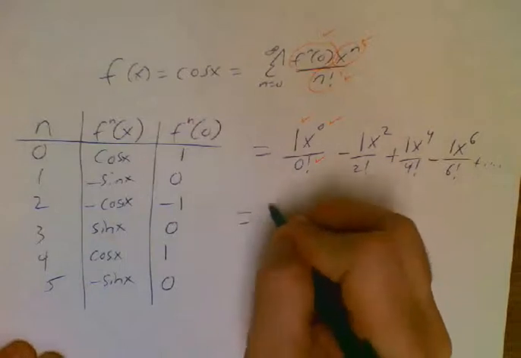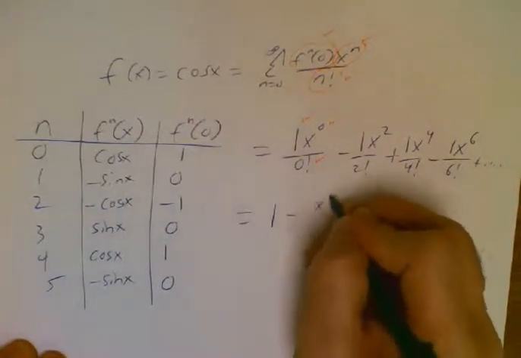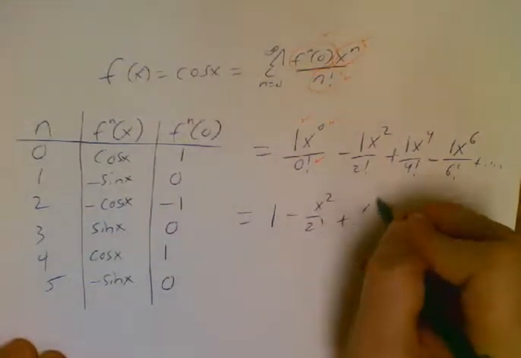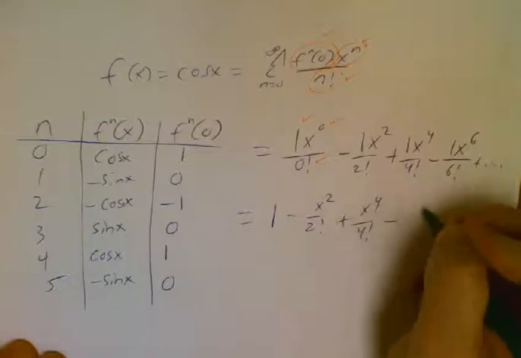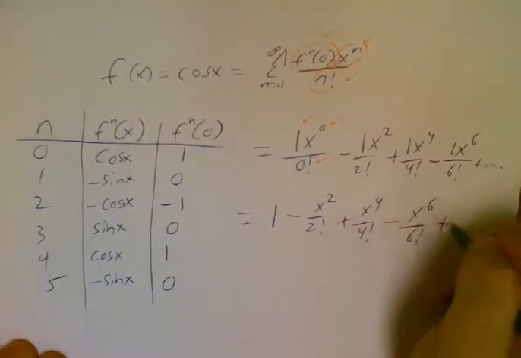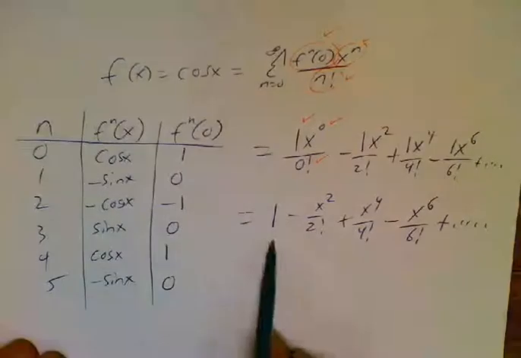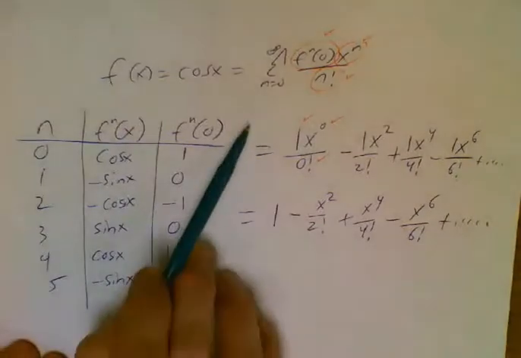Okay, so let me just write that one more time. So 1 minus x squared over 2 factorial plus x to the 4th over 4 factorial minus x to the 6th over 6 factorial, etc., etc. These are the first 4 terms for the Maclaurin series for cosine x.